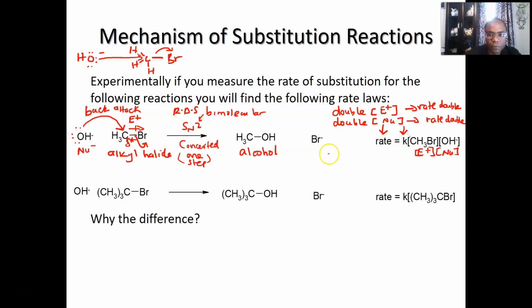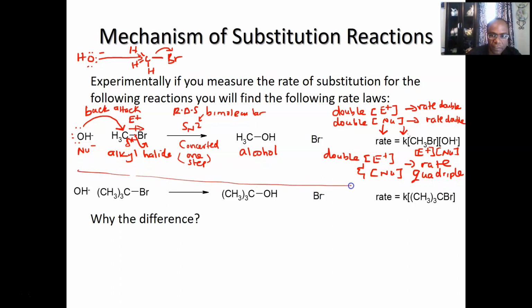Now, what if you double in SN2? What if you double the concentration of both the electrophile and the concentration of the nucleophile? The rate will increase by a factor of 4, so we usually say that the rate will quadruple. That is with SN2. SN2 will not happen here. Here SN1 will happen. Why? Why the difference? The reason is the structure of the electrophile.